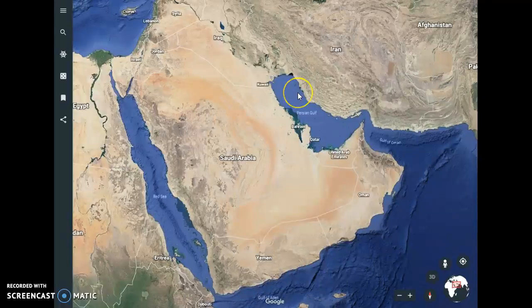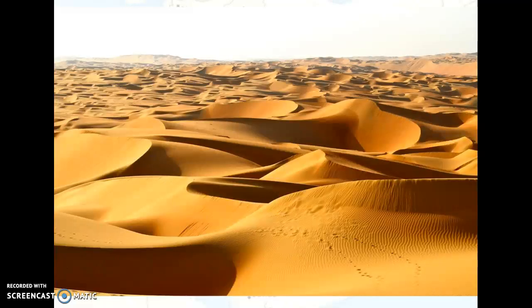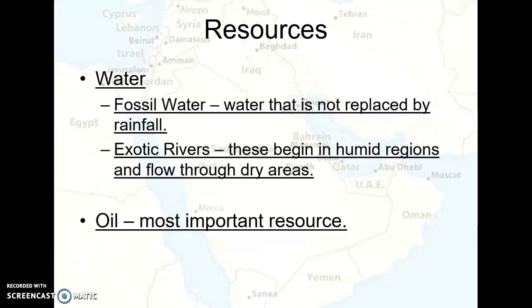Now, the desert itself can be both very hot and very cold. This picture here shows us what the deserts look like in the Arabian Peninsula. In summer afternoons, the temperatures can reach 129 degrees Fahrenheit. But in the same day, sometimes the temperatures can get below freezing. Copy these details down as well, and then resume the video when you're finished.